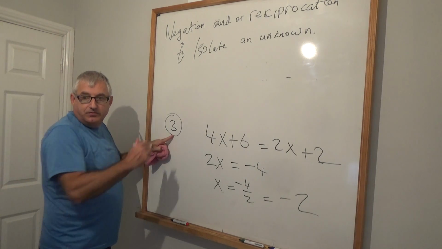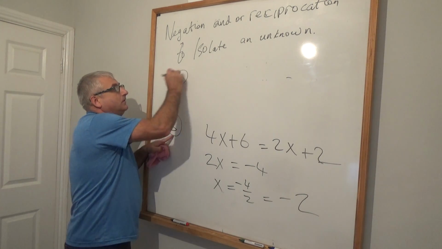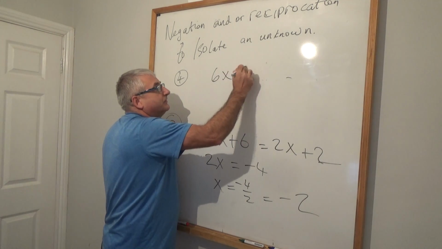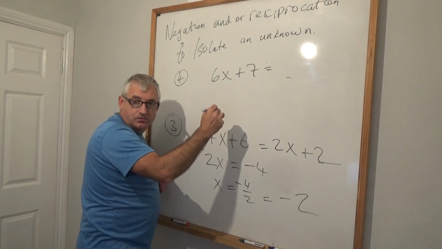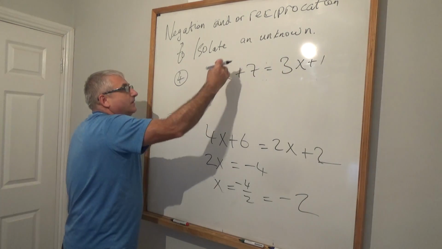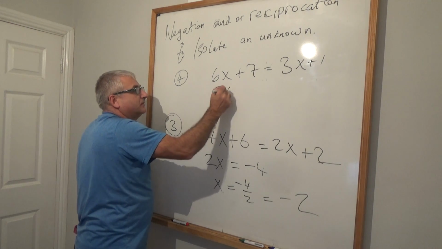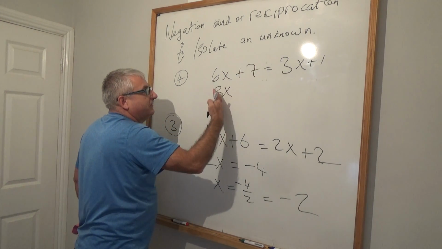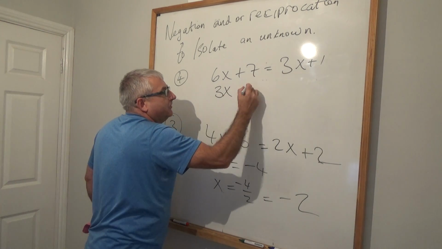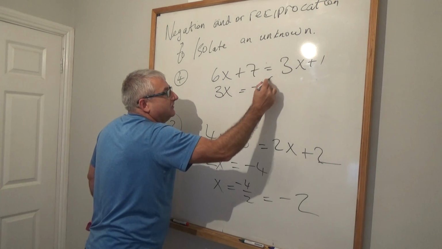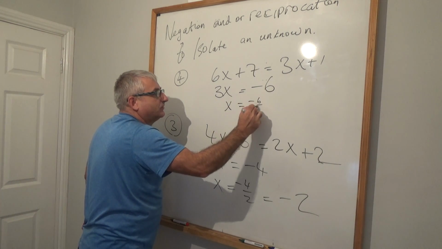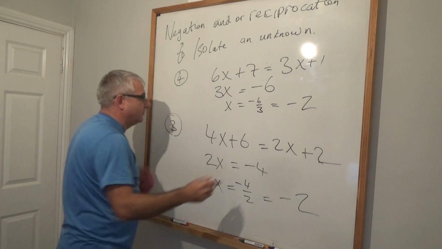That was question 3. Go to question 4 now. So you have 6x plus 7 equals 3x plus 1. 3x is left here, so that's 6x take 3x is 3x. 1 take away 7 is negative 6. And x is equal to negative 6 over 3, which is equal to negative 2.